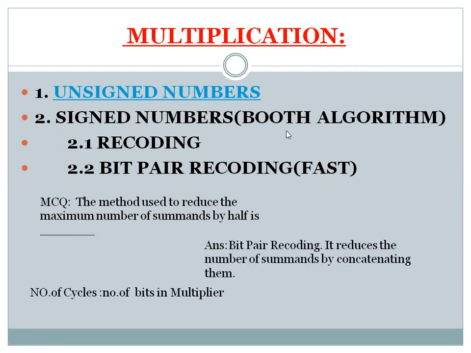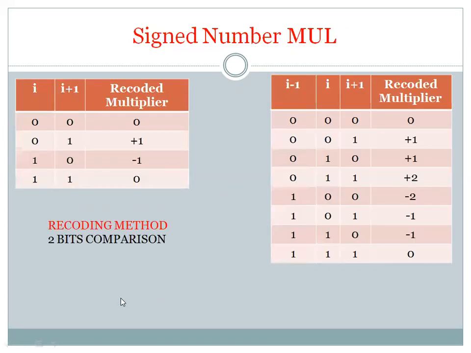Next, while talking about the Booth algorithm, the number of cycles or number of steps required to complete the multiplication process purely depends on the number of bits present in the multiplier. Therefore, the number of cycles or steps depends on the number of bits present in the multiplier.